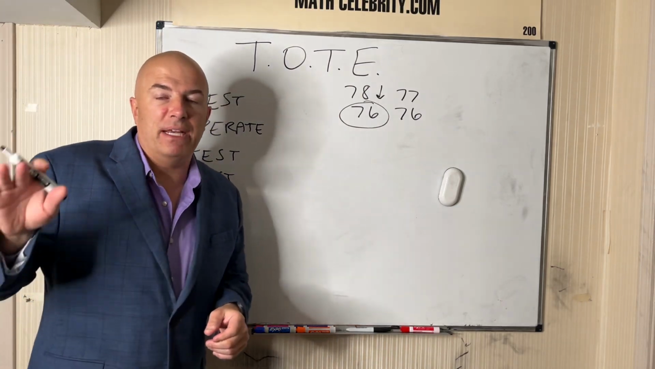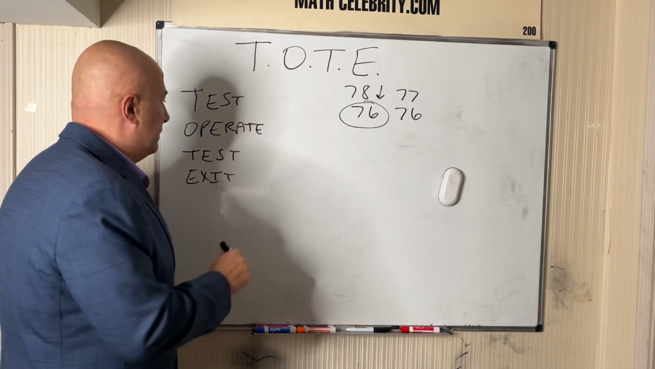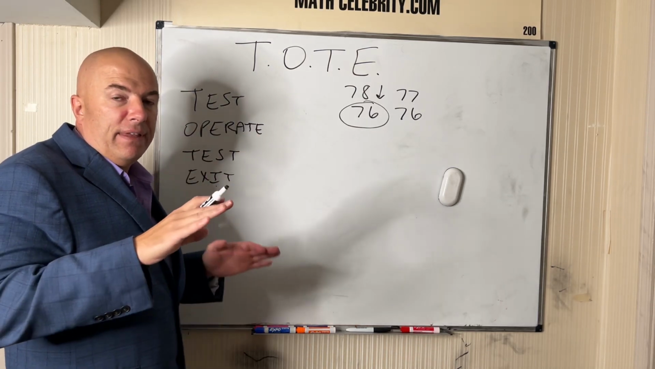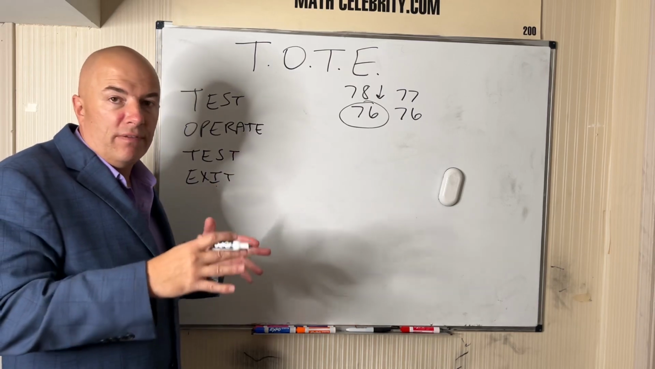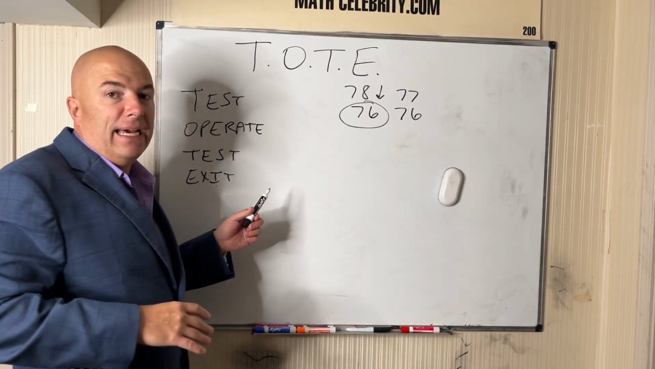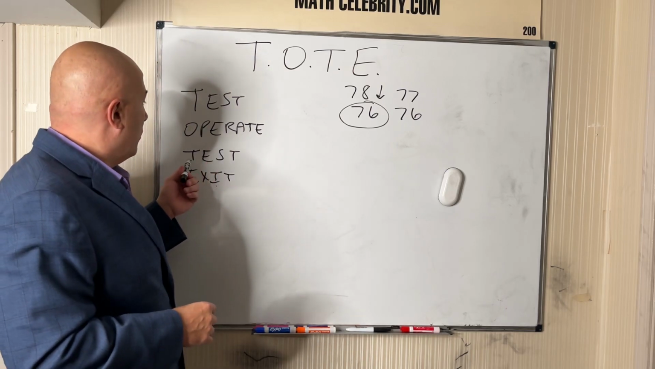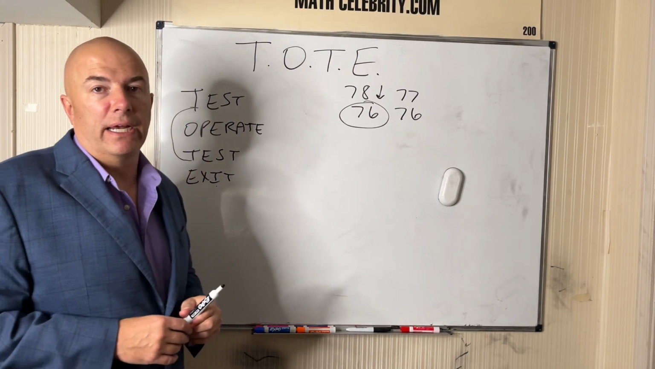The key here, and I'm going to give you a math example in a moment, is we run a test, and if they don't match, we're going to operate. We do some sort of operator. Then we're going to test again after a certain amount of time. If the test is successful, we exit. Otherwise, we go back to here and start all over again.